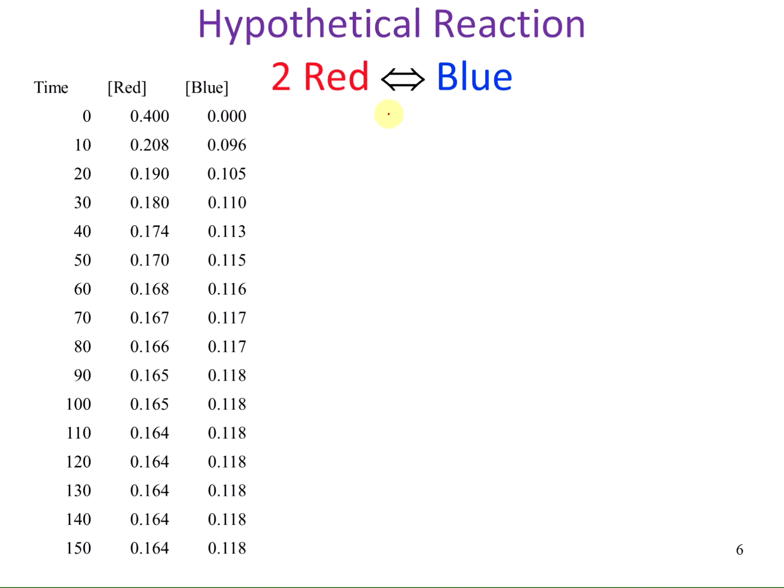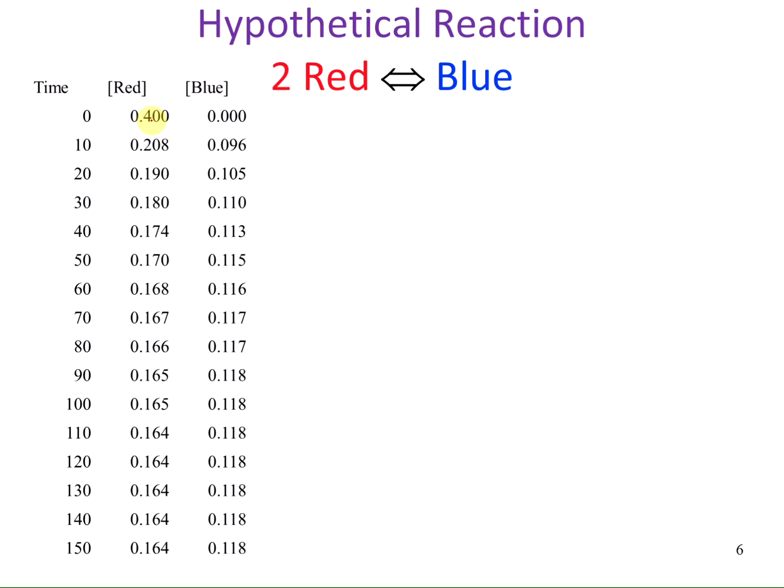Here we have a hypothetical reaction where we have two red, let's say spheres, going to make blue spheres. And we have some data. So we're looking at time increasing in intervals of 10 seconds. We start off with 0.4 molar red. Remember, anytime you see brackets around a compound, this means concentration and molarity. So we're starting off with 0.4 molar red, but we have no blue, we have no product.